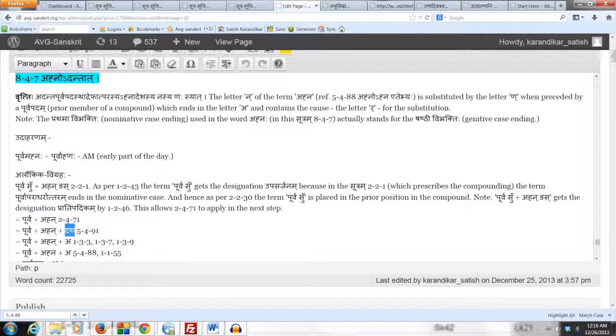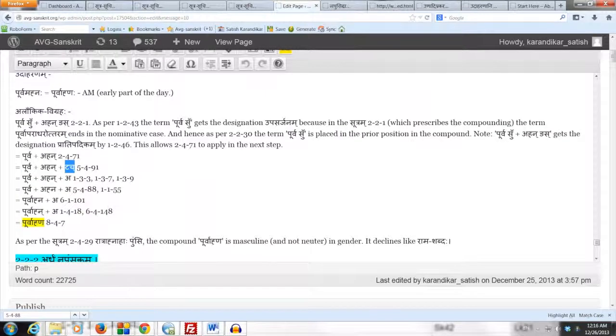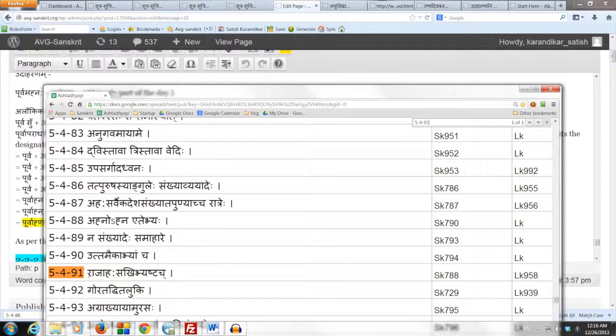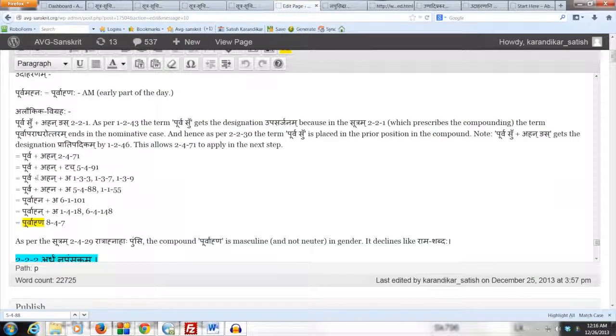Now we bring in the affix tac, the samasanta pratyaya tac, prescribed by the Sutram 5.4.91 rajahas sakhibhyash tac, because we do have a Tatpurusha Samasaha ending in ahan. So now we have purva ahan tac. The ending letter cha of the affix tac gets the itsanjna by 1.3.3 halantyam. The beginning letter ta gets the itsanjna by 1.3.7 chutu. Both take lopaha by 1.3.9 tasya lopaha. Now we have purva ahan a.